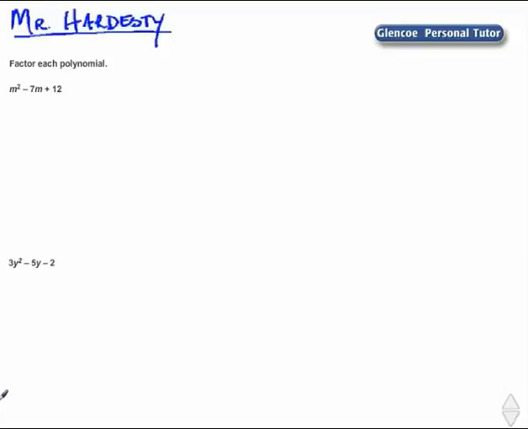This is Mr. Hardesty. Let's factor trinomials. Factor each polynomial. m squared minus 7m plus 12.